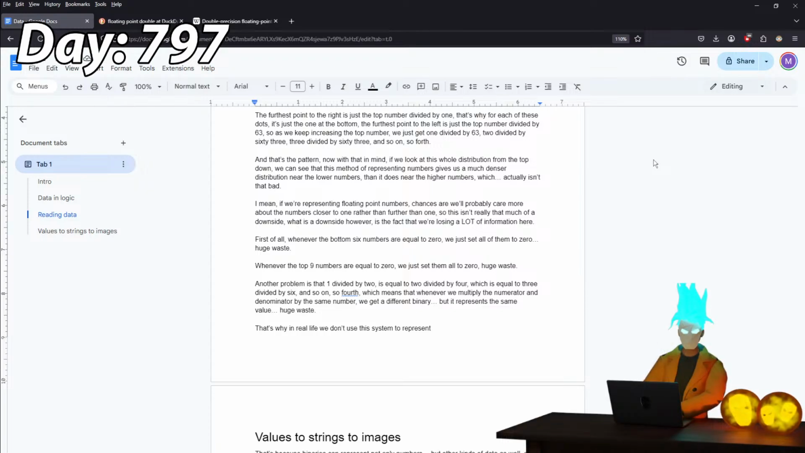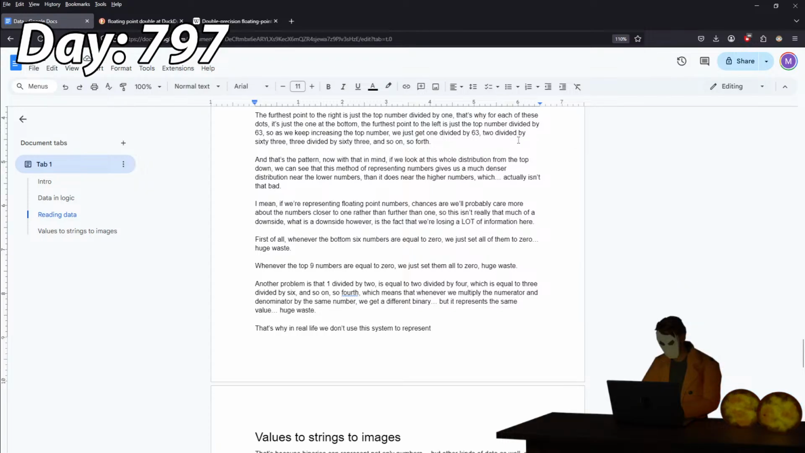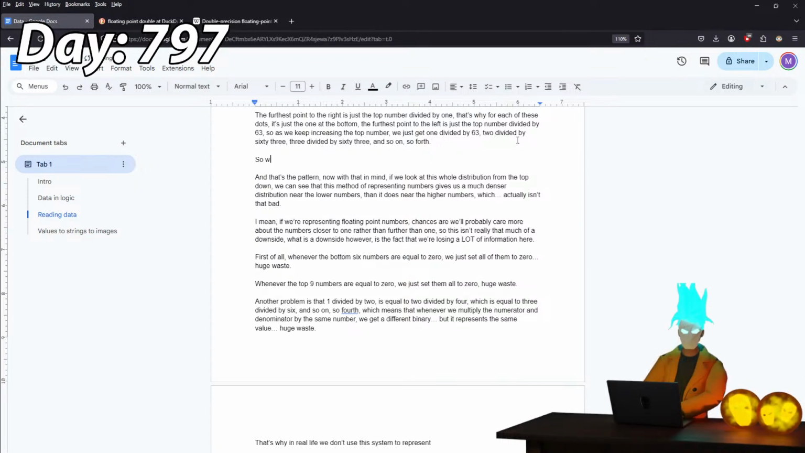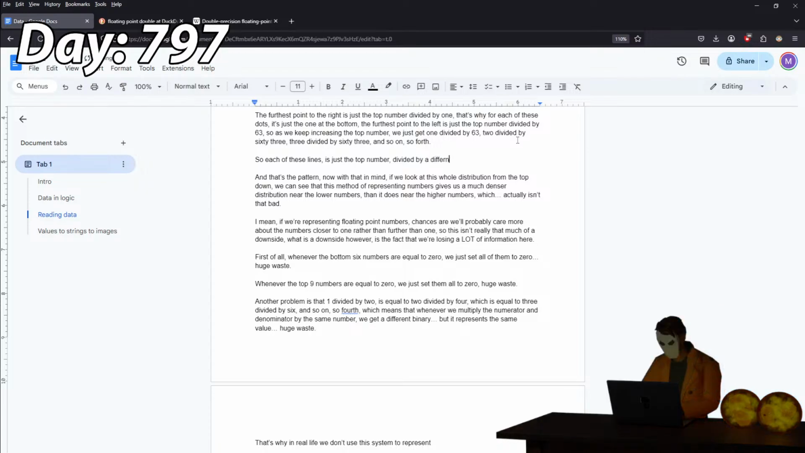Number to 563. So each of these lines is just the top number divided by a different bottom number.